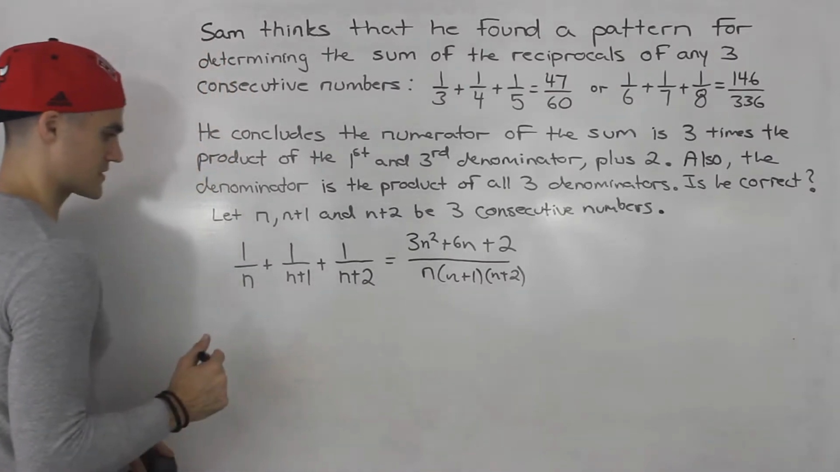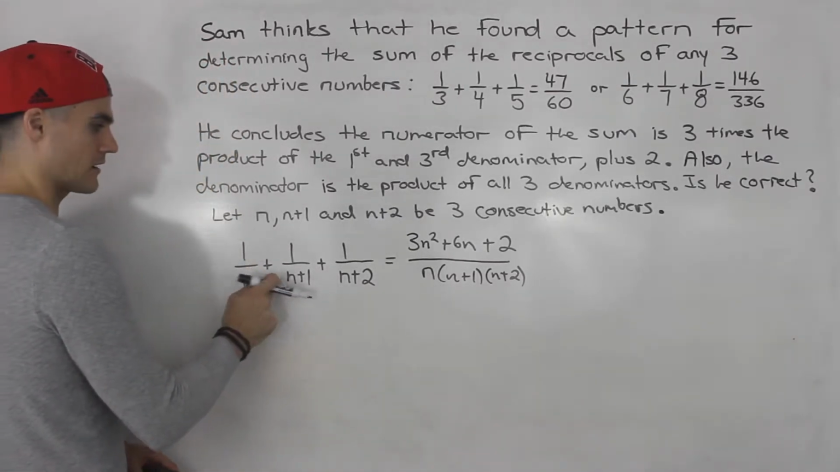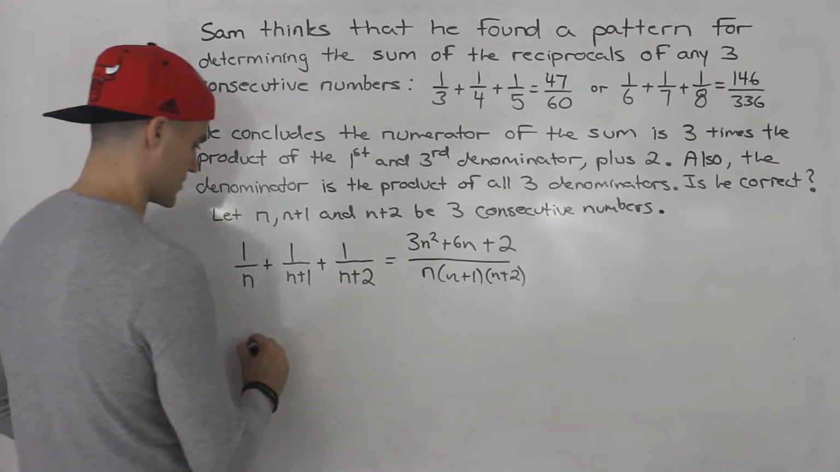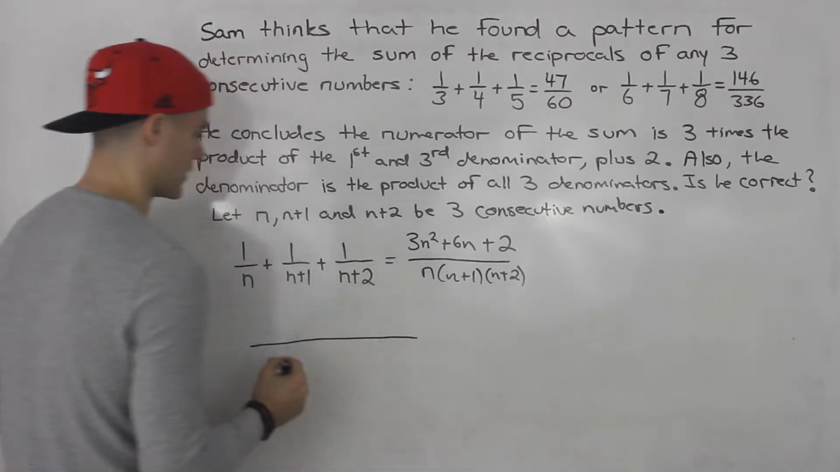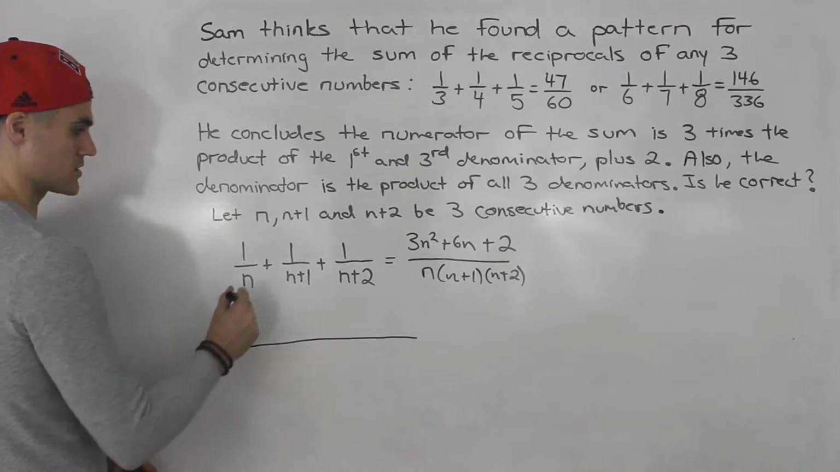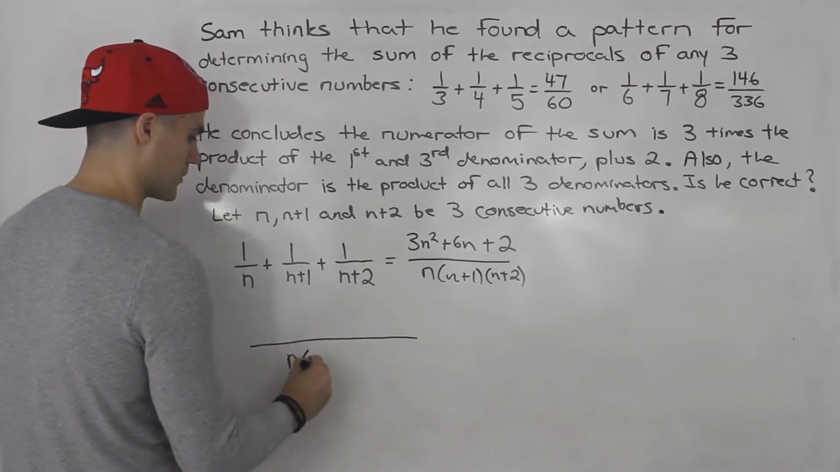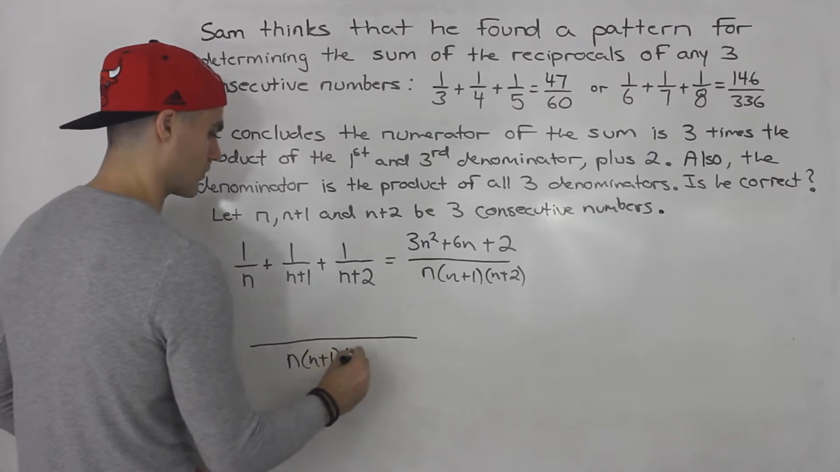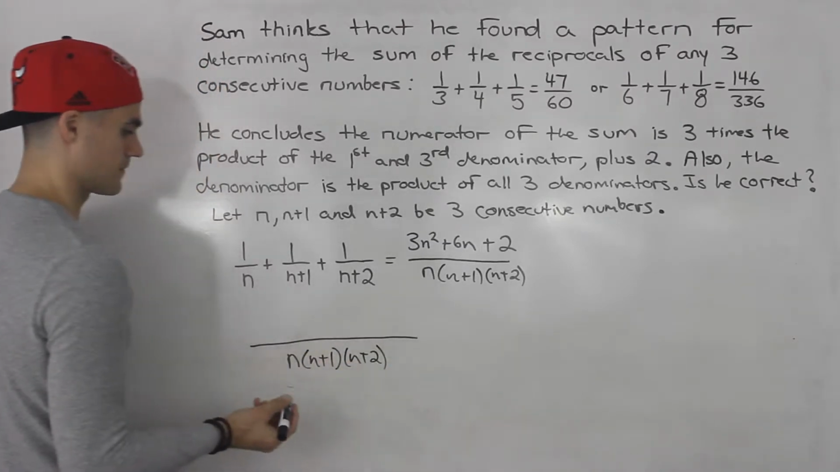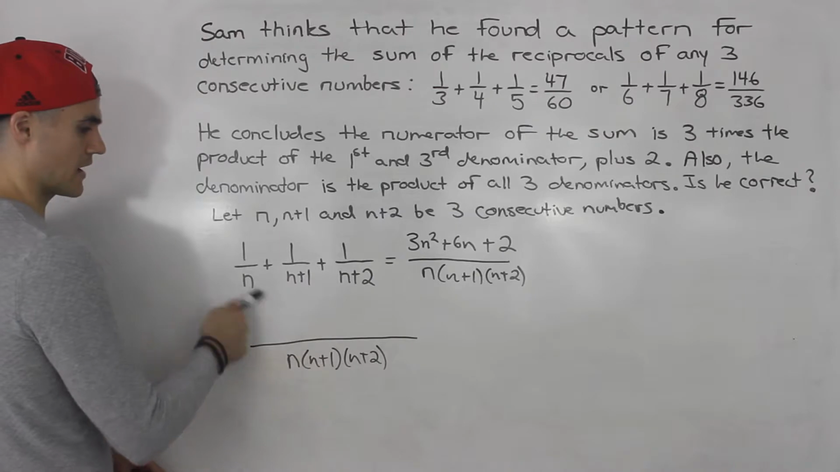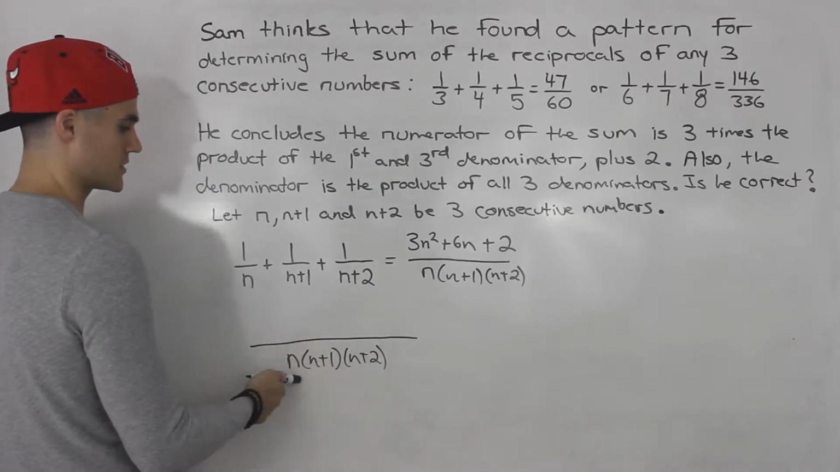So let's work with this left side here. Notice we are adding 3 rational expressions, so we've got to get a common denominator for these. So n times n plus 1 times n plus 2 would be the common denominator, right? All these factors are different. What do we have to multiply this n by to get this lowest common denominator?